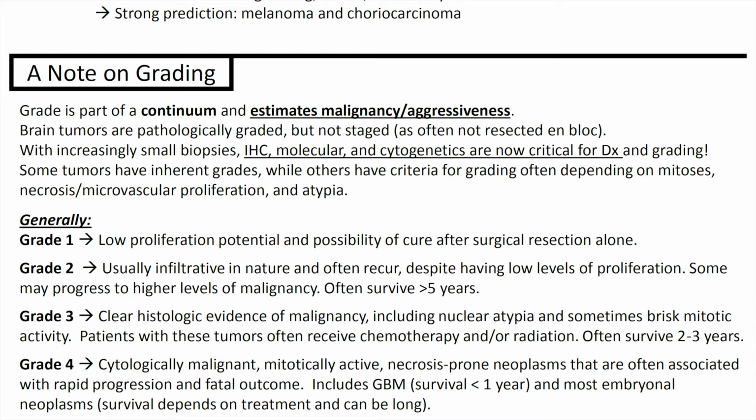So generally speaking, grade 1 is going to be low proliferation potential and possibility of a cure after surgical resection. Grade 2 is usually infiltrative in nature and often recurs, despite having low levels of proliferation. Some may progress to higher levels of malignancy, and they often survive over 5 years. Grade 3, clear histologic evidence of malignancy, including nuclear atypia, and sometimes brisk mitotic activity. Patients with these tumors often receive chemotherapy and/or radiation, and often survive 2 to 3 years.